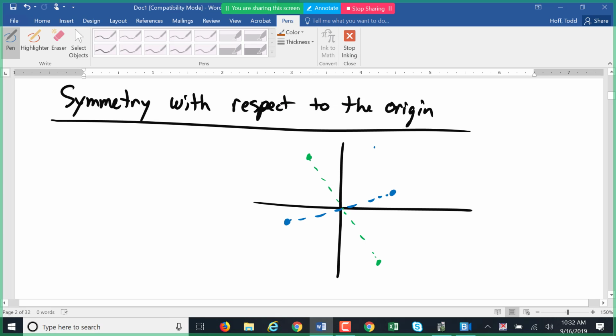Algebraically, how that is accomplished is if I substitute negative x in for x, I get a function that is -1 times the function. Often it's written as just negative f of x, like this.